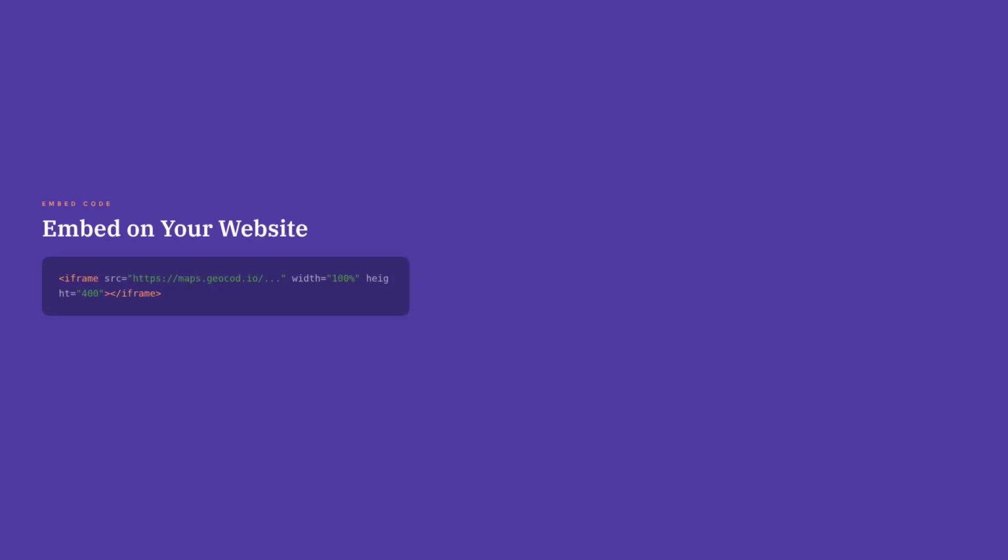Once sharing is enabled, you'll see an HTML embed code starting with iframe. Copy this code and paste it into your website. It works on most platforms, including WordPress, Drupal, and Squarespace.